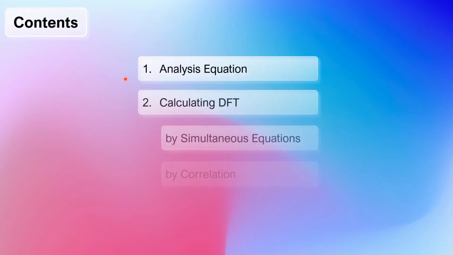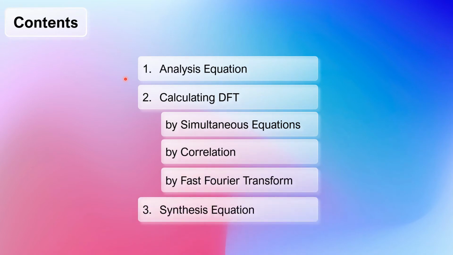We will cover following topics including analysis equation to transform signal from time domain to frequency domain, calculating DFT by three different methods, which are by simultaneous equations, by correlation method, and by fast Fourier transform. And at the end, synthesis equation to transform signal from frequency domain back to time domain.